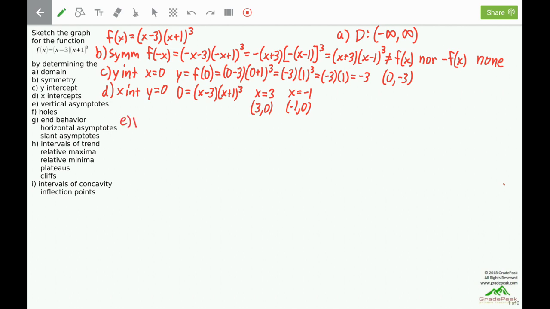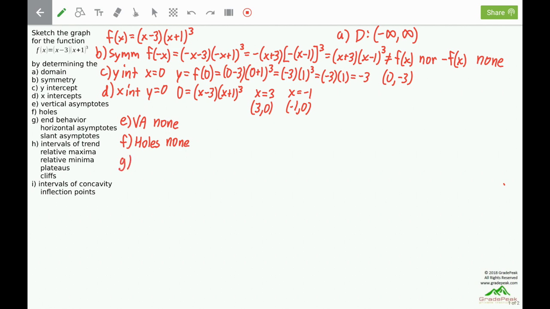For part E, we want to determine any vertical asymptotes. f of x is a product of two polynomials and has no denominator, so there will be none. For part F, we want to determine if there are any holes in the graph. f of x has no denominator, so there will be none.